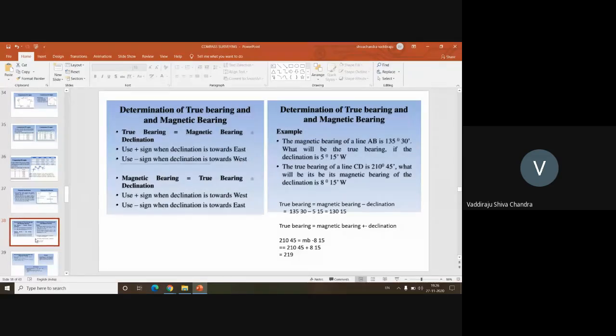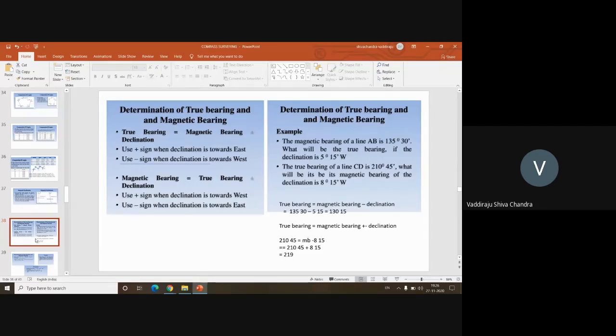Magnetic bearing is equal to true bearing plus or minus declination, or vice versa. True bearing is equal to magnetic bearing plus or minus declination. You need to use a positive sign when the declination is towards east, and a negative sign when the declination is towards the west side. By default, there will be magnetic declination in each and every survey you do in the field whenever you are using a compass. It's a simple problem, so I don't want to explain all those things. You can see an example here.